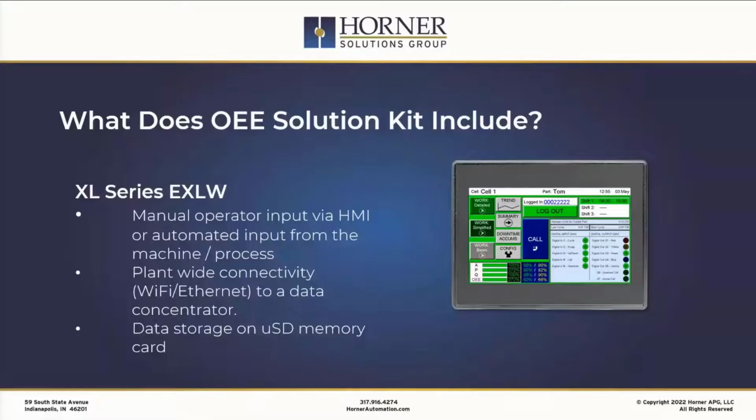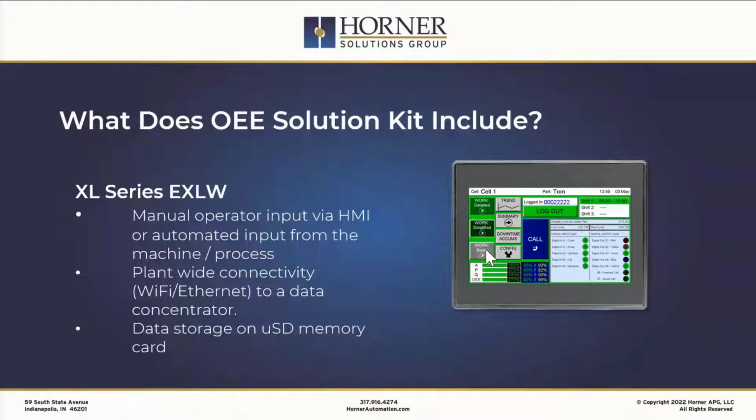So what comes inside the OEE kit? It's all based on our EXLW product, which is our 6-inch widescreen format. It's in the 6-inch housing, but it's actually a 7-inch display. And it has the operator's manual already pre-programmed. This is the home screen that comes up when you first power it up. It gives you the ability to log in and log out. It gives you the ability to pick which work cell operator screen you want to see.